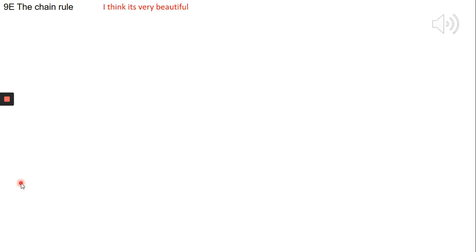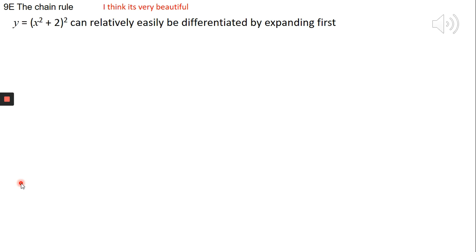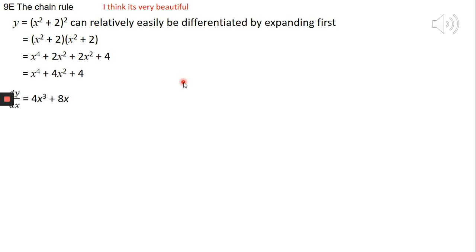All right, the chain rule. I think this is a very beautiful way of doing mathematics. So if we wanted to differentiate x squared plus 2 all squared, we can do that by expanding it first, can't we? So if we expand that and join these two together, we can now differentiate it.